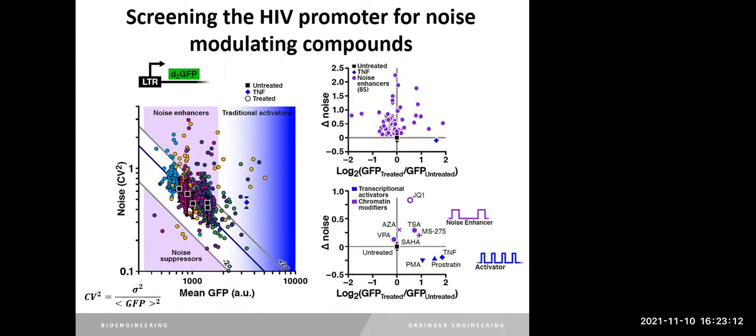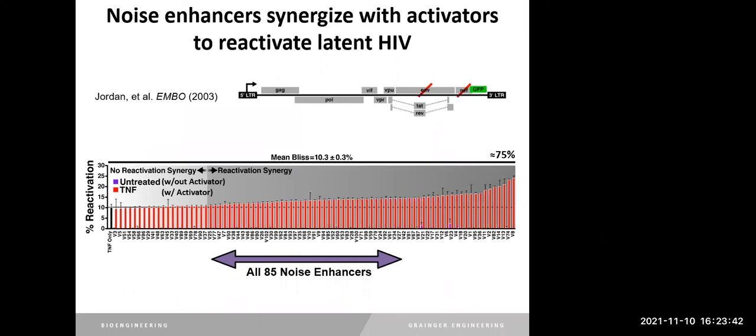So we had the result based on the controls, but the next step was to ask how the 85 noise enhancers that we detected perform on full-length latent HIV with an activator. Do they synergize reactivation? Can they be used in a cocktail drug treatment, a noise modulating cocktail treatment that further reactivates HIV? So that's what we did next.